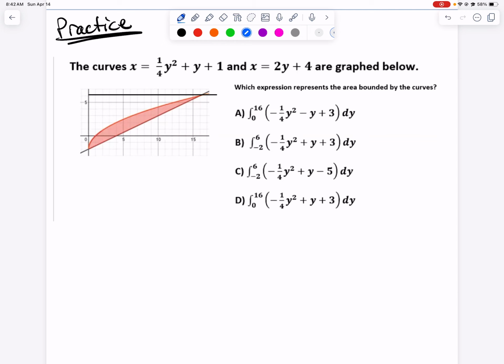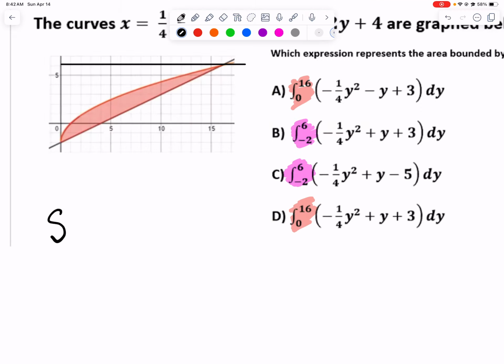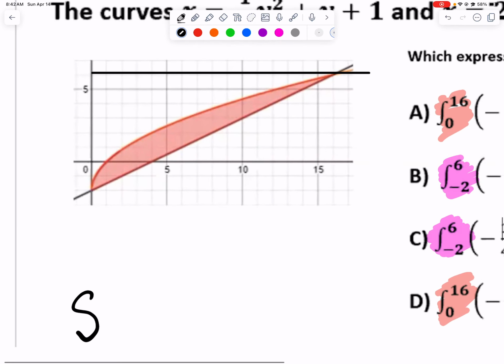Okay, well, let's look at it here. We have a multiple choice question, right? Let's start by eliminating some. Well, how are they different? I have 2 set with this bound, and I have 2 set with this bound. So quickly, let's find the bounds and get rid of 2 of our choices. Well, how can we find our bounds? We can look at the graph.